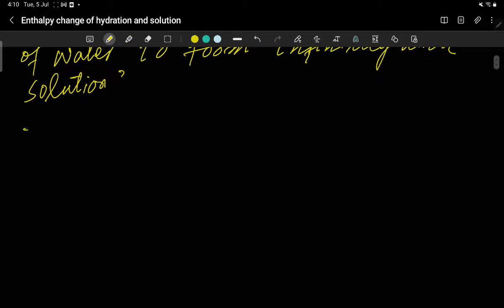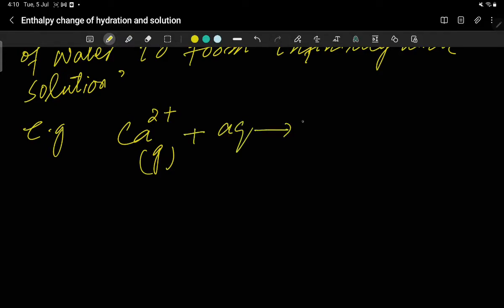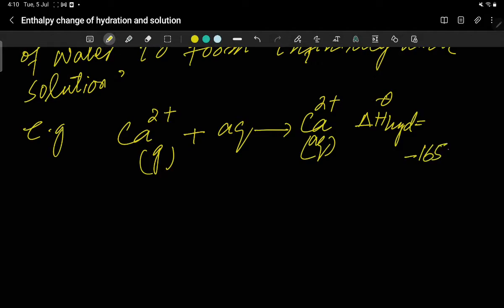For example, calcium ions in gaseous state when dissolved to form calcium aqueous ions, and delta H hydration is equal to minus 1650 kilojoule mole inverse 1. So this is the energy released during the hydration of this gaseous ion.